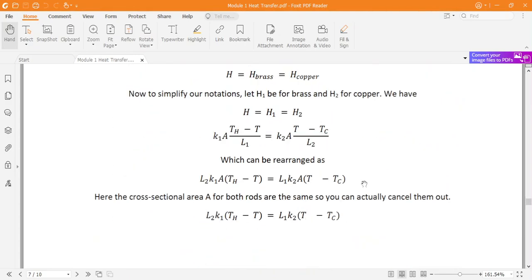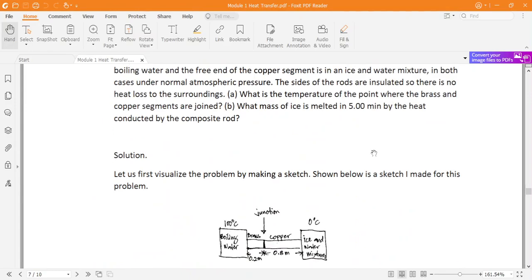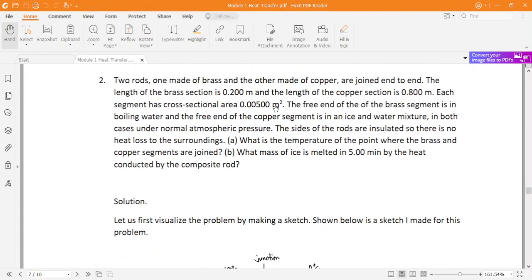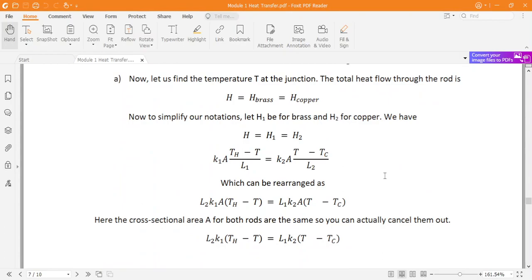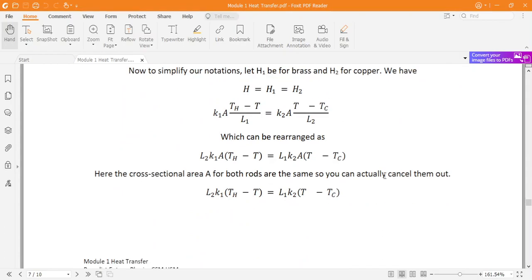Also notice the arrangement of our temperatures: TH minus T, T minus TC. So just remember that. Now, in this example, we simplified it because the cross-sectional area of our rods is the same. Each segment has the same cross-sectional area. So when we apply the rules of mathematics, we can cancel it.